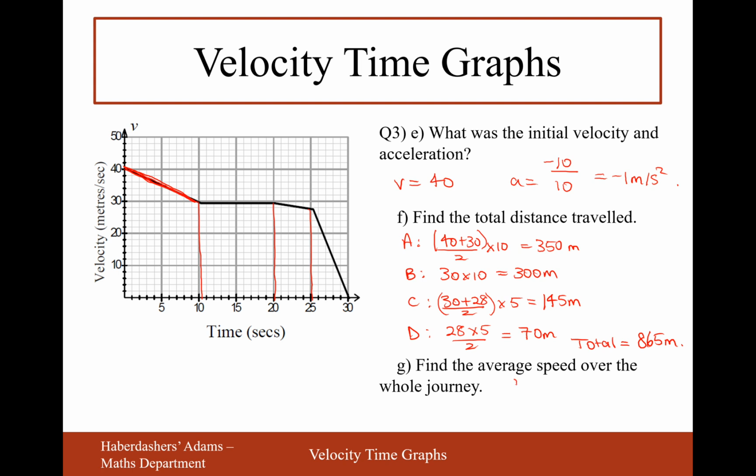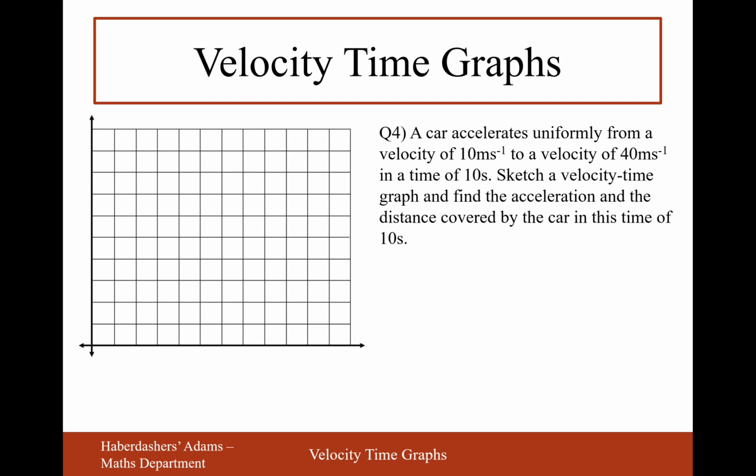And then the average speed will be distance divided by time. 865 divided by 30 seconds. So divide by 30 and that equals 28.8 meters per second. Right, that's the answer to question 3. Let's move on to question 4 now. So pause the video and give this one a go.